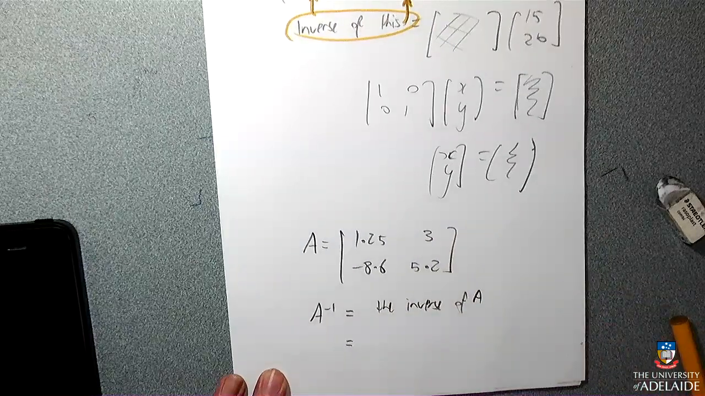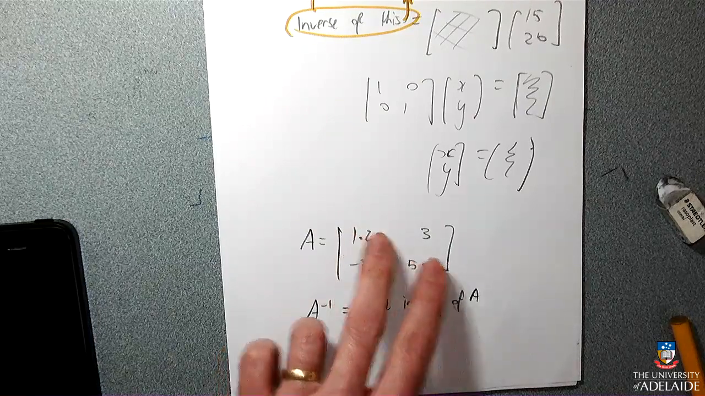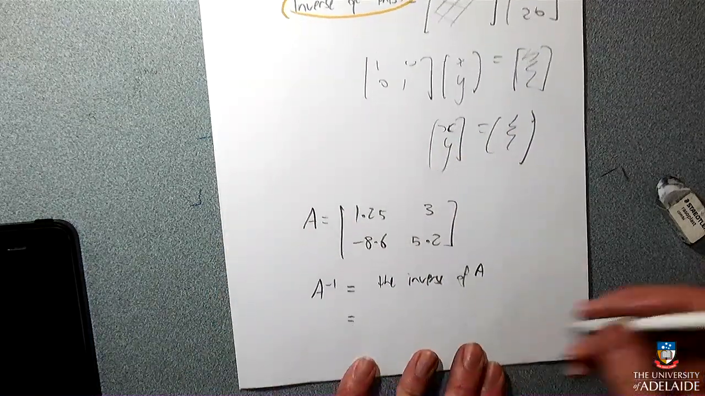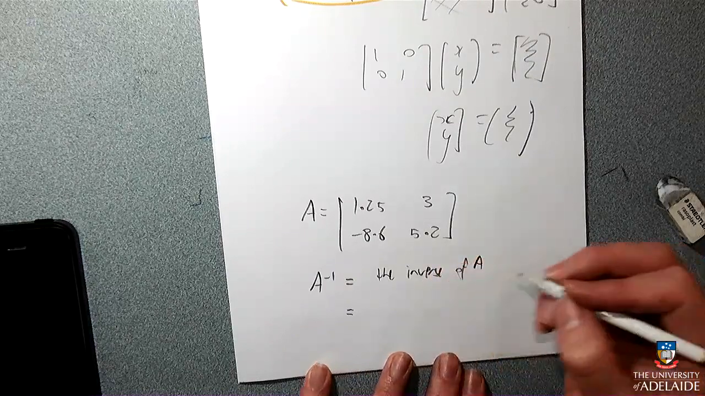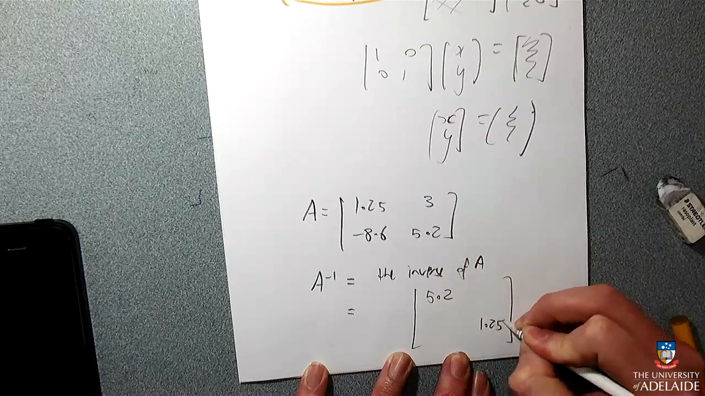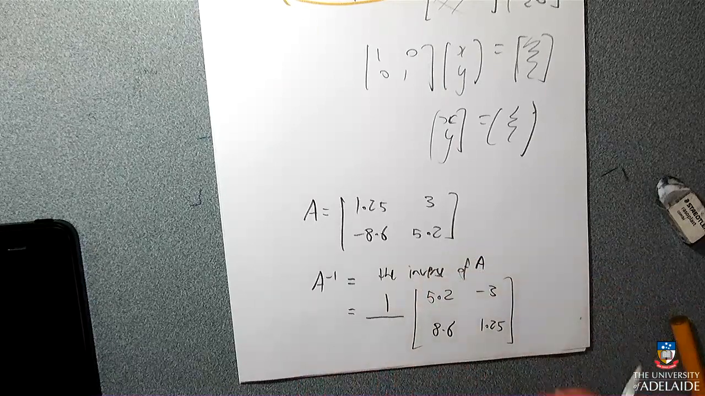And there is a formula for finding the inverse of a 2 by 2 matrix. For 3 by 3, it's much harder. The formula is: switch these two, minus those two, and divide by the determinant. So you'll switch those two numbers, you'll minus these numbers, and you'll divide by the determinant of the matrix. I'll just put det A there.